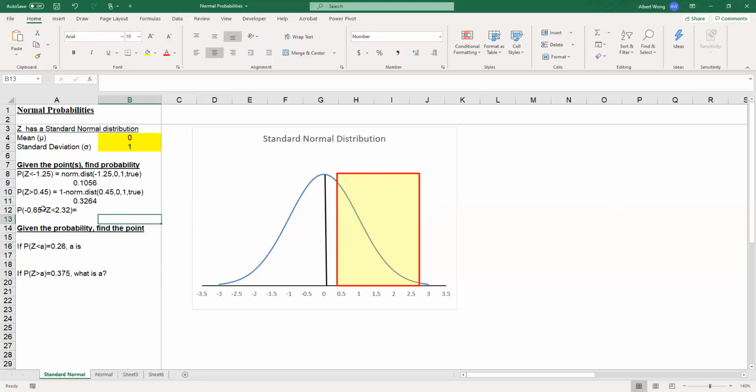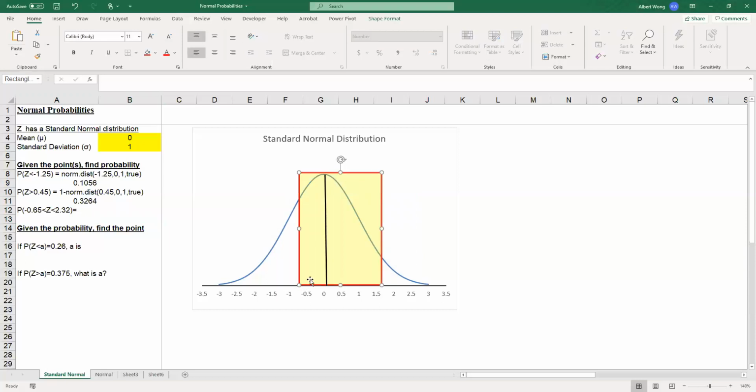Now, the third case is in between. If the first case is less than, and the second case is more than, the third case is in between. So in this example, we want to find the probability that z is greater than negative 0.65 and less than 2.32. Again, if we draw a picture, which we should always do, negative 0.65 is about here, to 2.32. 2.32 is just a little bit less than 2.5. So what we're looking for is this area here, and that's the probability that we want to calculate.